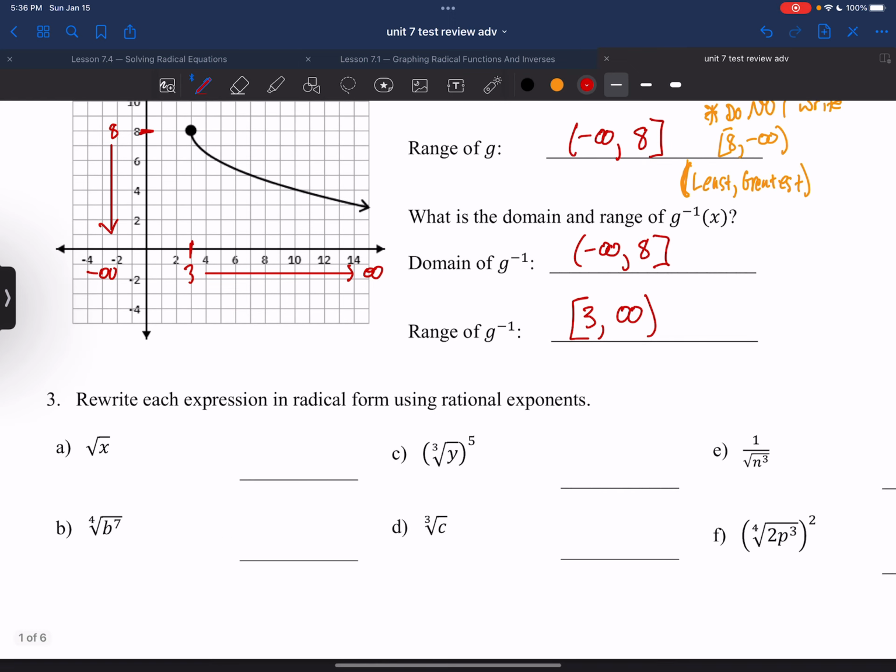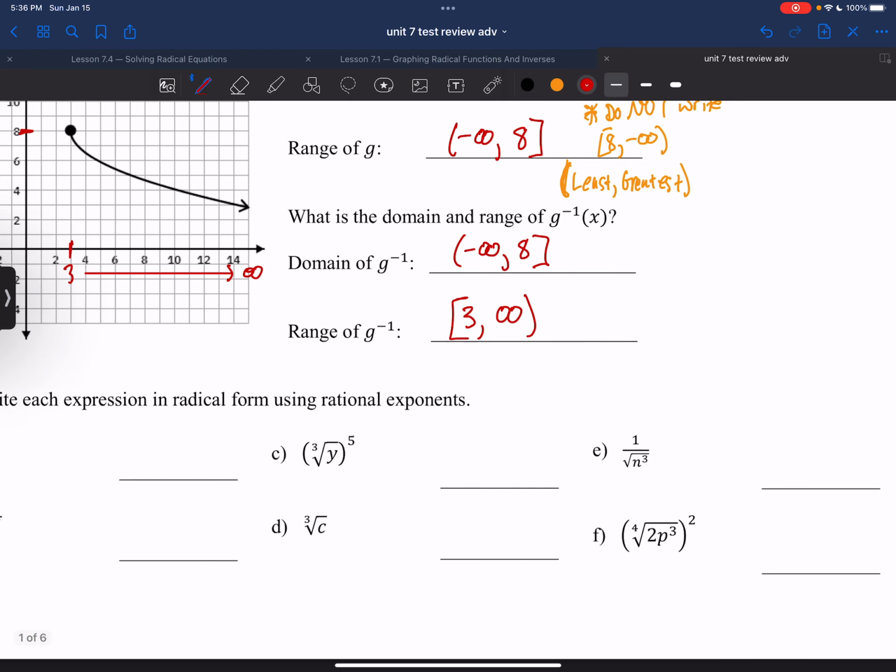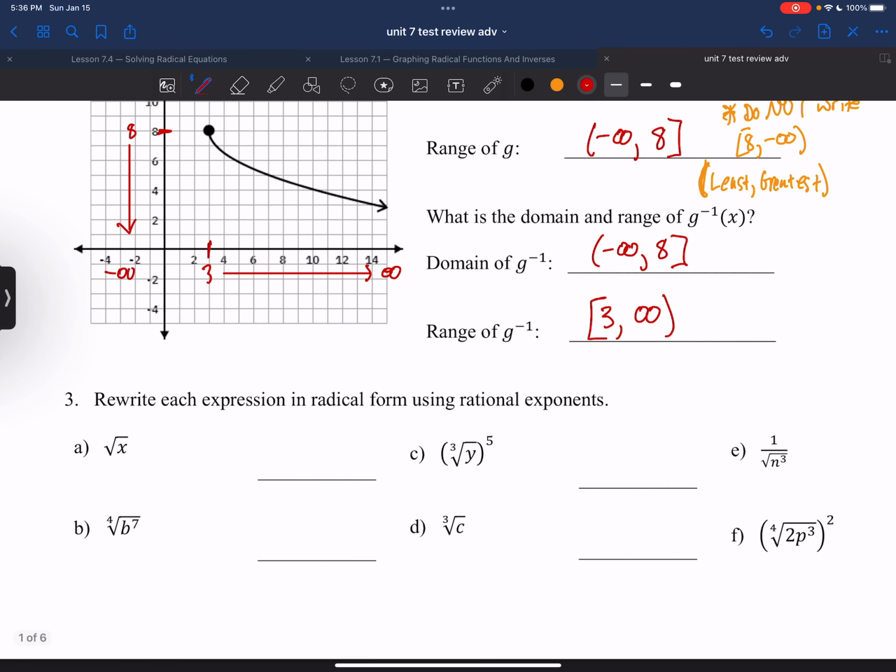Okay. Number 3. A lot of little ones here. Rewrite each expression in radical form using rational exponents. So when I say rational exponents, that means fractional exponents. That is what is meant by that. Not just me, just math in general.